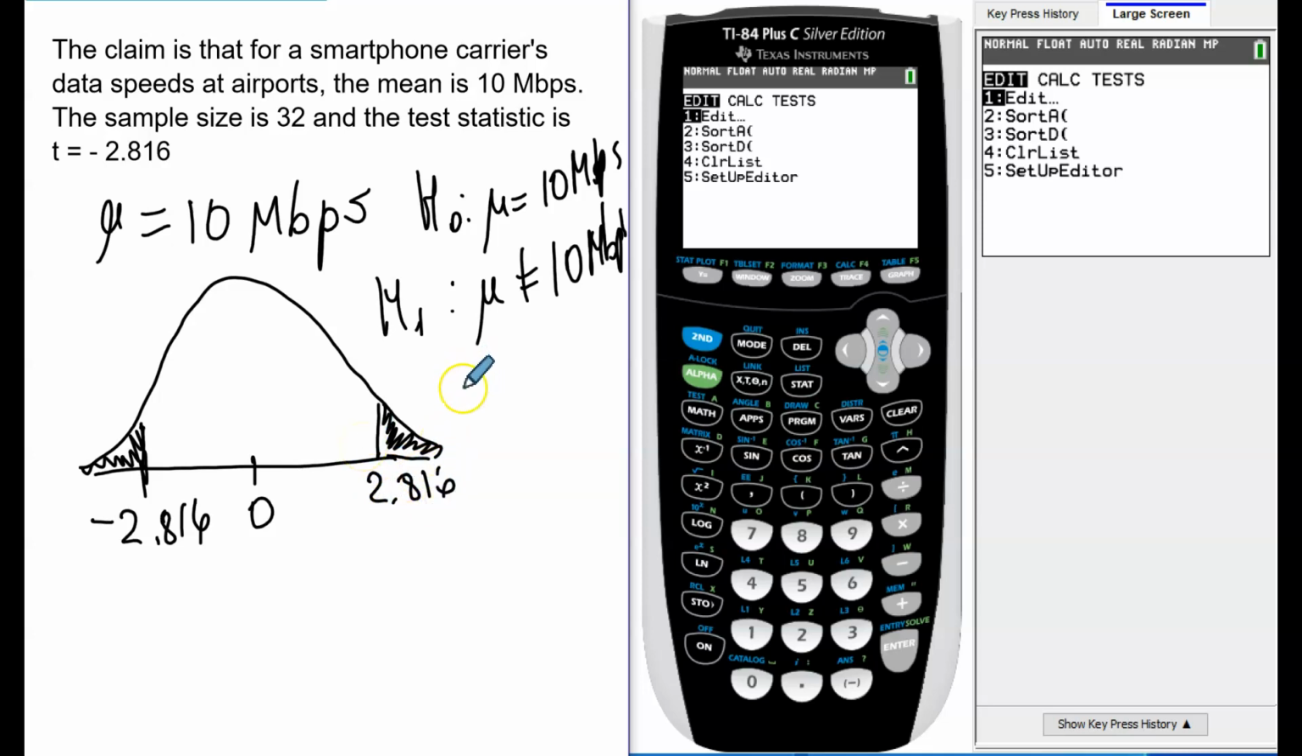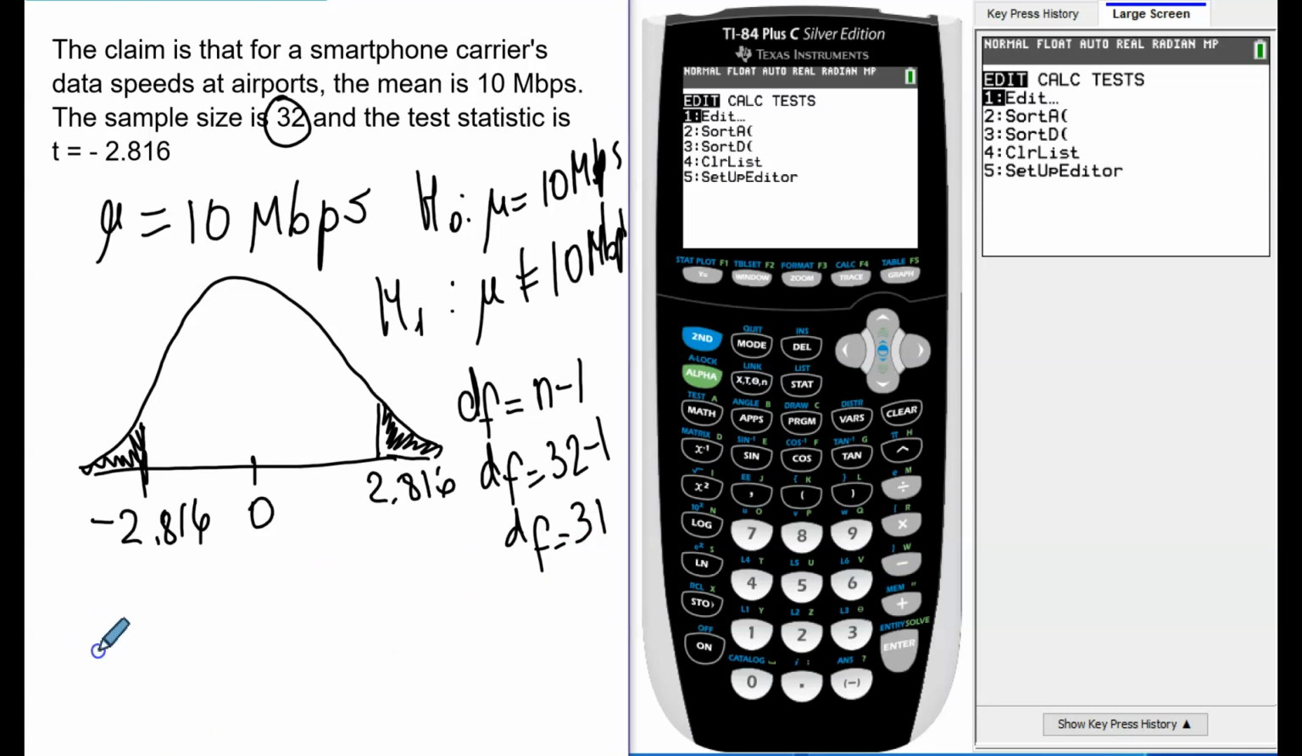We also need to find degrees of freedom for the test statistic. Remember, degrees of freedom is n minus 1. In our case, degrees of freedom is 32 minus 1. Degrees of freedom is 31. And finally, let's use the graphing calculator.